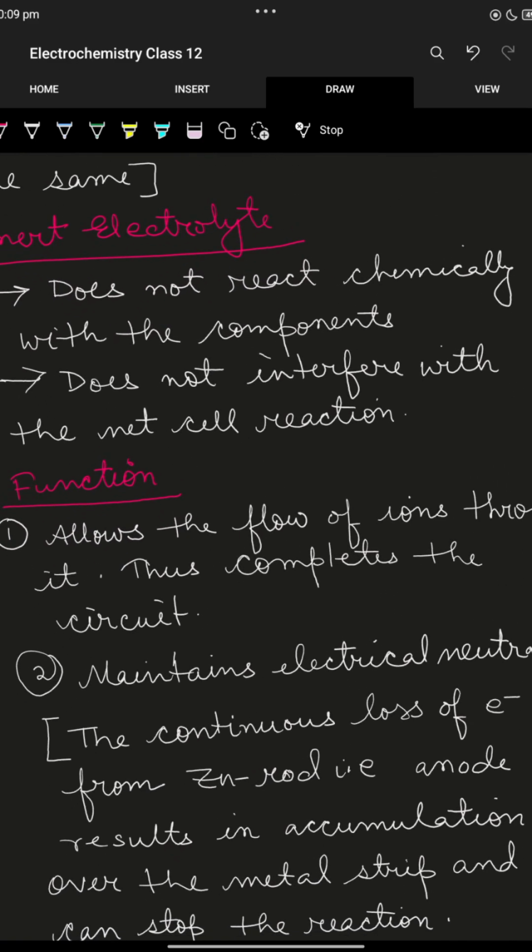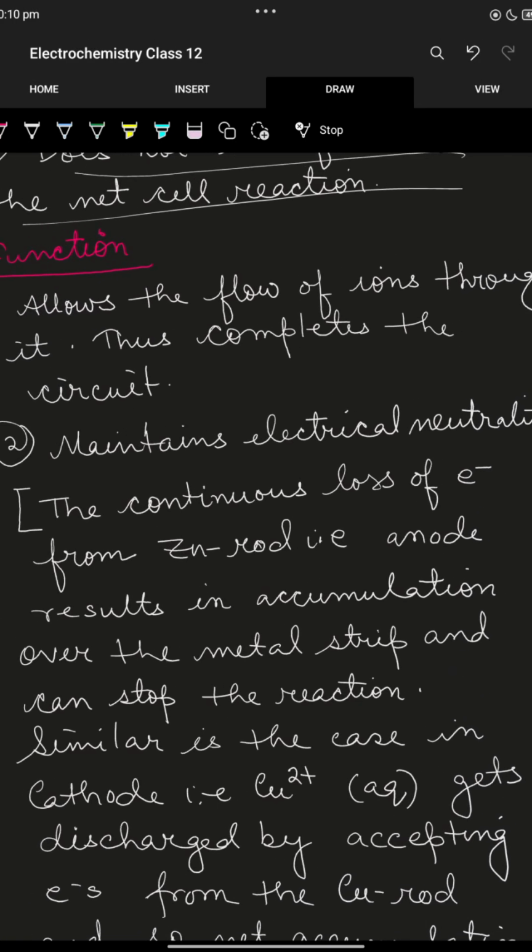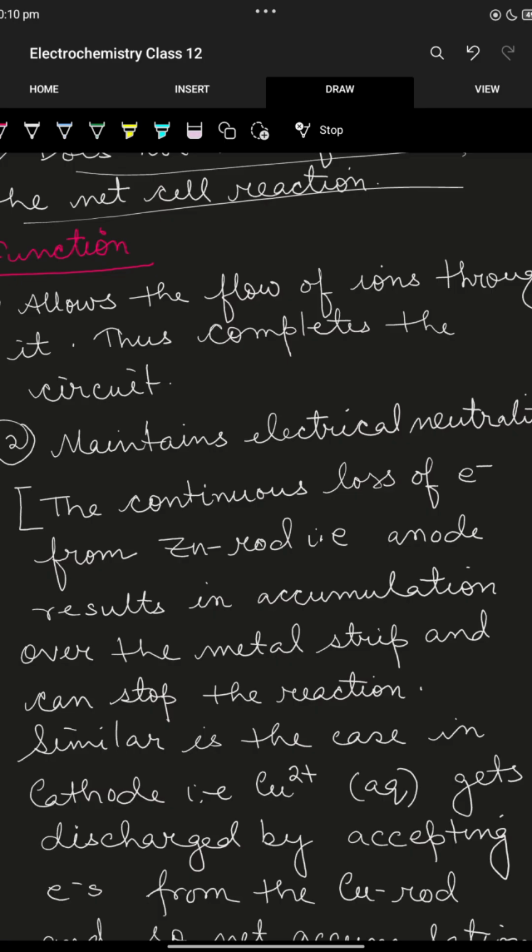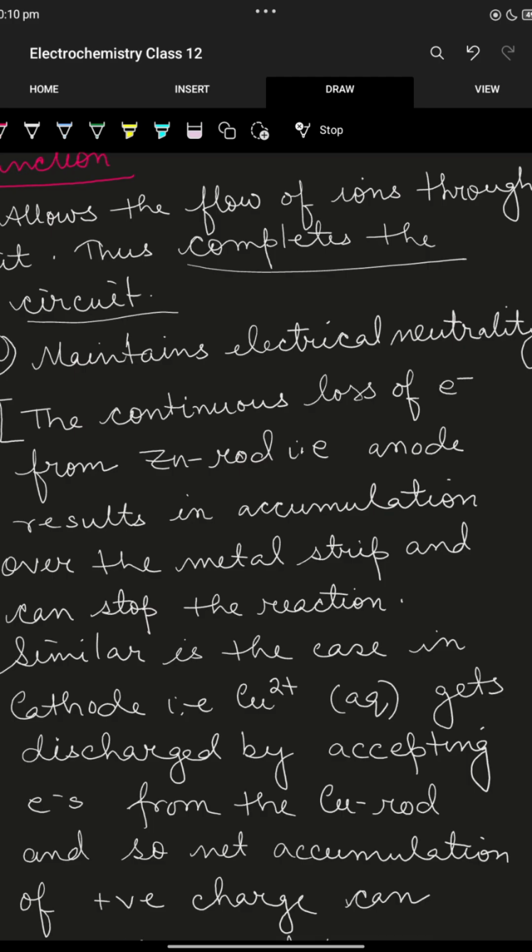And why do you have to take an inert electrolyte? Such that it does not react chemically with the components, such that it does not interfere with the net cell reaction. So you have to take an inert electrolyte. And what are the functions of the salt bridge? It externally completes the circuit, and it connects the oxidation half to the reduction half, the anode chamber to the cathode chamber. It maintains electrical neutrality.